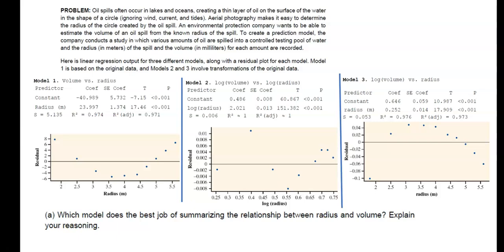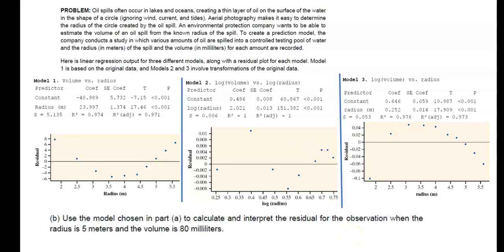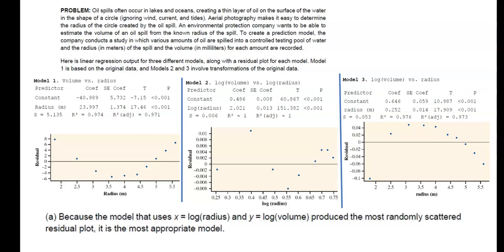Which model does the best job of summarizing the relationship between radius and volume? Explain your reasoning. Okay, so, definitely model 2, right? I haven't looked at the R-squared value, but just looking at the scatter, it's less scattered, so it's a better fit for model 2. R-squared is 1. Oh, that's perfect, right? That's better than 0.974 or 0.976. So it would be model 2, the one that has log of volume and log of radius.